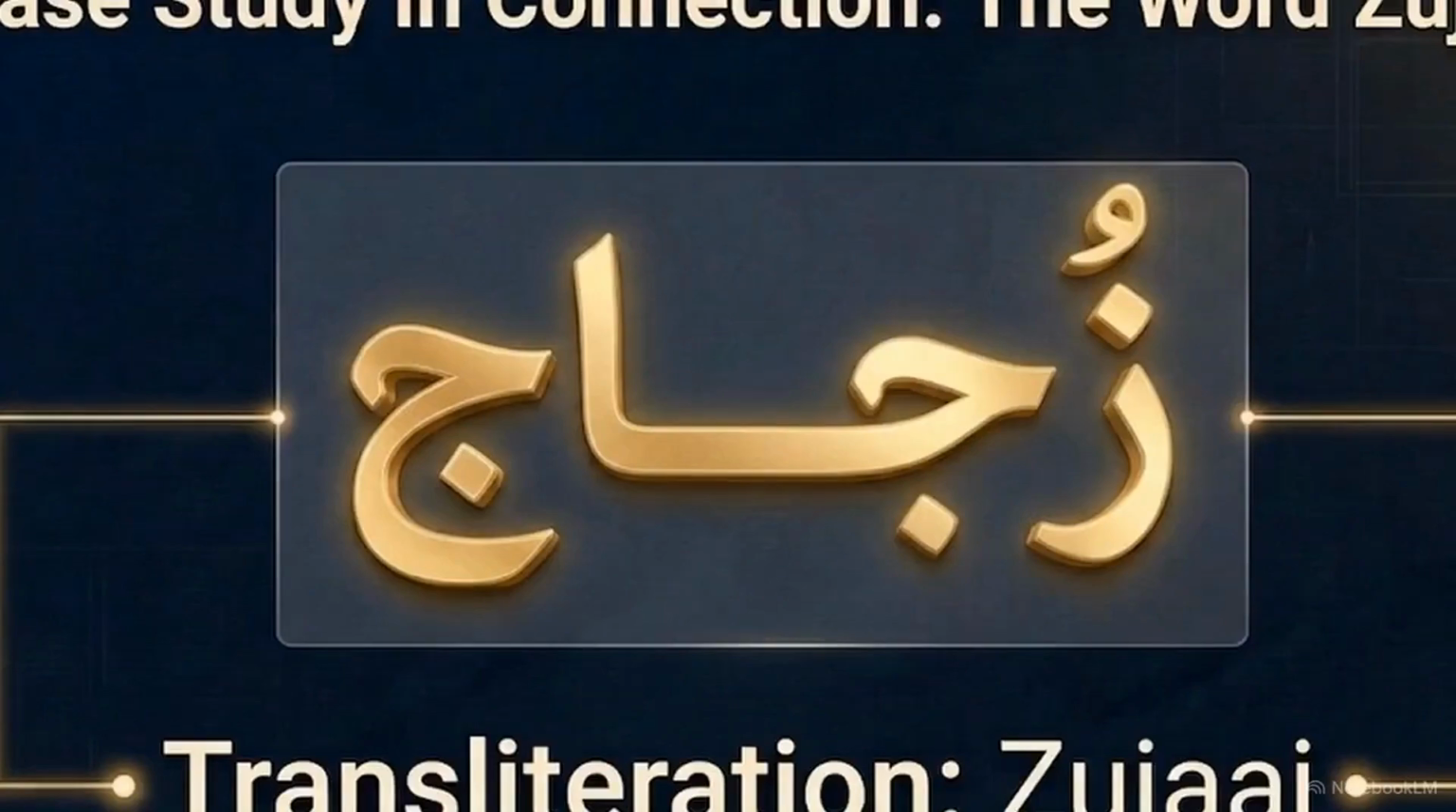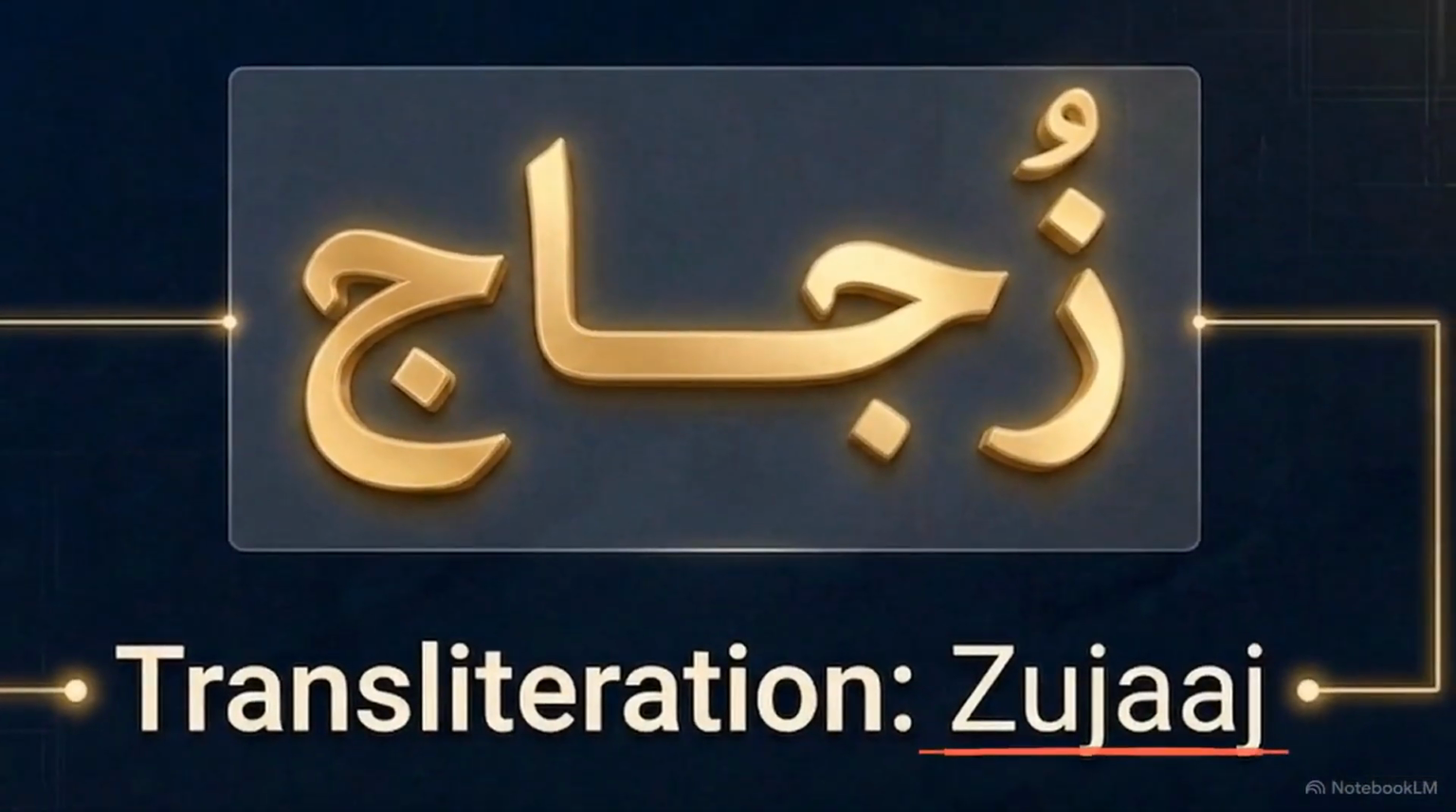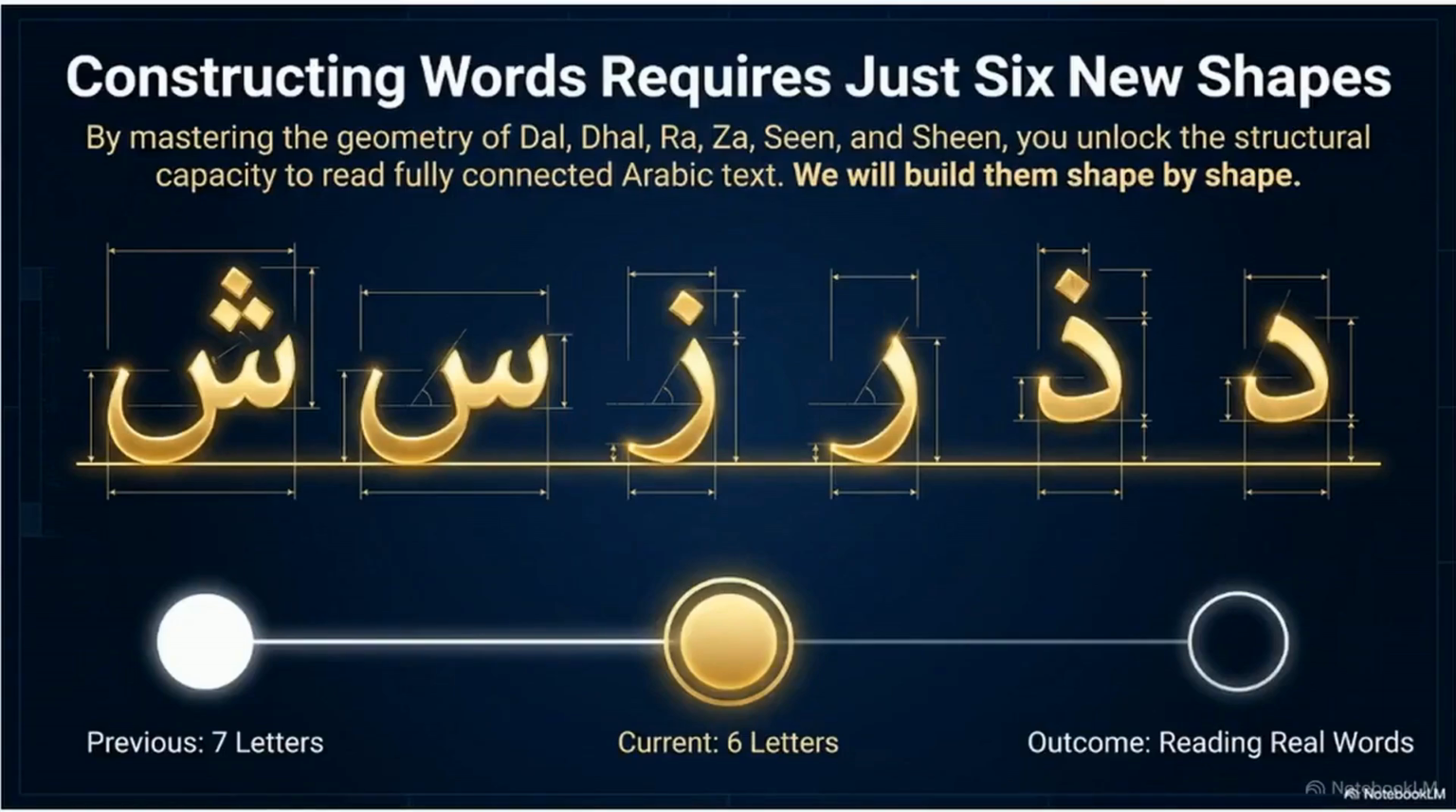This is our target. By the end of this video, you will decode, pronounce, and understand the structural logic of this word, Zujaj, the Arabic word for glass. Go ahead and grab a pen and some lined paper.